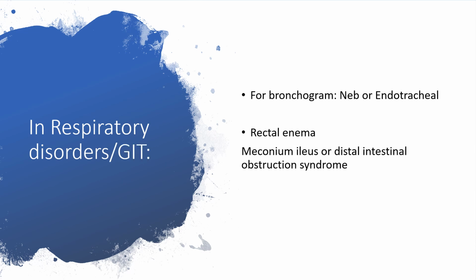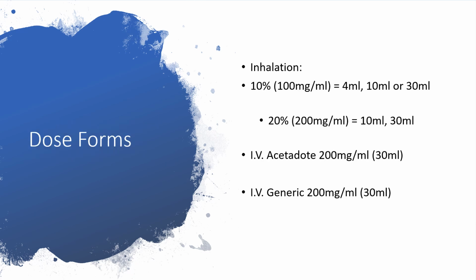In gastrointestinal tract disorders, for bronchogram, neb or endotracheal. Rectal enema, if you are dealing with meconium ileus or distal intestinal obstruction syndrome. The dose forms are here. I will just pause to look at it and confirm that with a pharmacist to determine the route you're going to use and be able to give the appropriate dose.